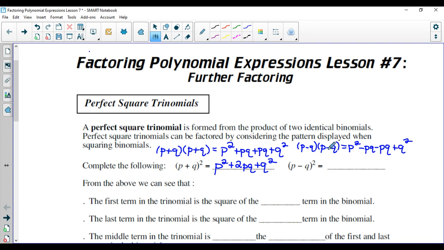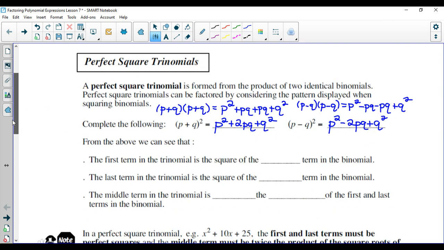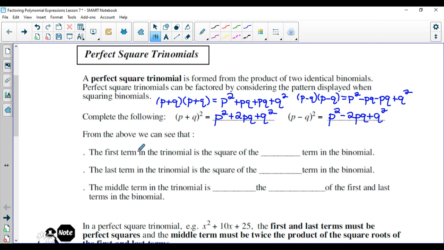All right, so if we combine the two middle terms, because they're like terms, you would get p squared minus 2pq plus q squared. All right, so let's fill in the blanks here. It says, we can see from above that the first term in the trinomial is, well, let's look at the connection here. The first term in the trinomial is the p squared.